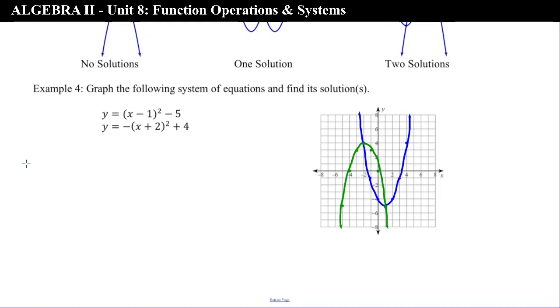So now let's find where they intersect. We have one here, and we have an intersection here. And so from here we just have to write the points of those intersections. So you got (negative 2, 4) and (1, negative 5). And those would be your solutions to this system.